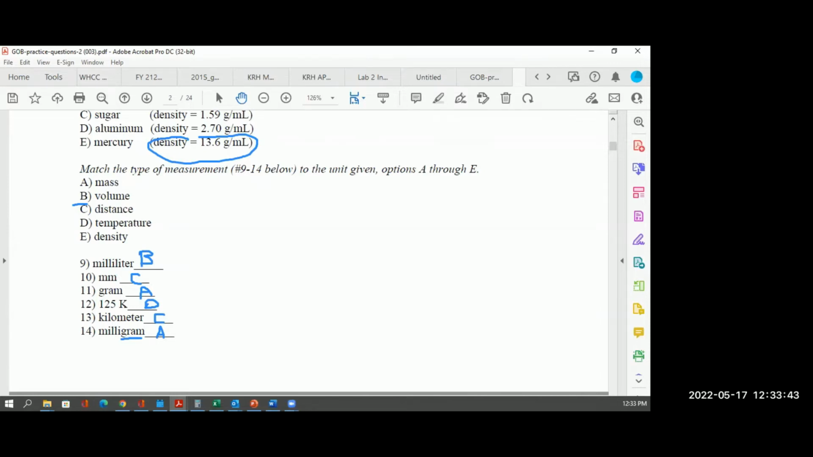mixtures, right? Things that are mixed in together. If we talk about density, density is just that pure substance. Although you can have a density of a solution, right? It's going to be a little bit different density than another solution. Right? Okay.